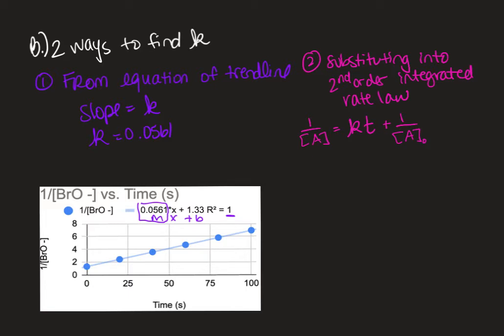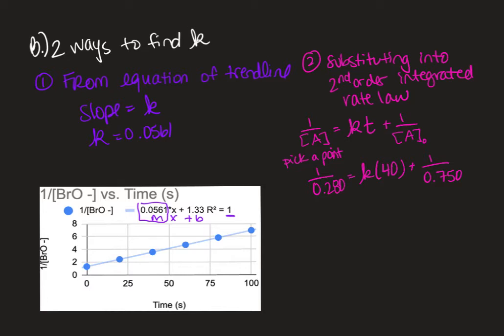Okay, so if we're going to sub things in, we just have to pick a point. I chose to pick the point at 40 seconds. So we're going to have k, our time is 40 seconds. The initial concentration is whatever the concentration was at 0 seconds, so that was 0.750 molar. And then at 40 seconds, our concentration was 0.280. And then all you do is algebra in order to solve for k.